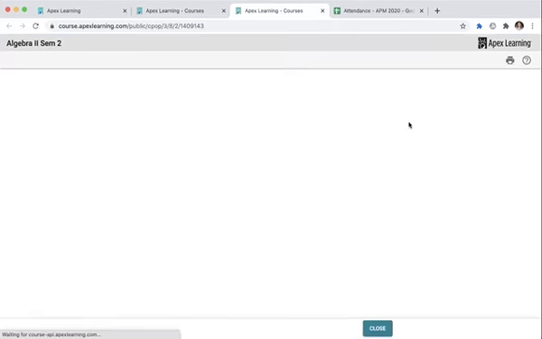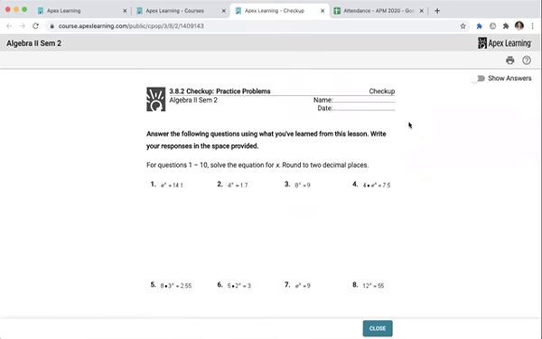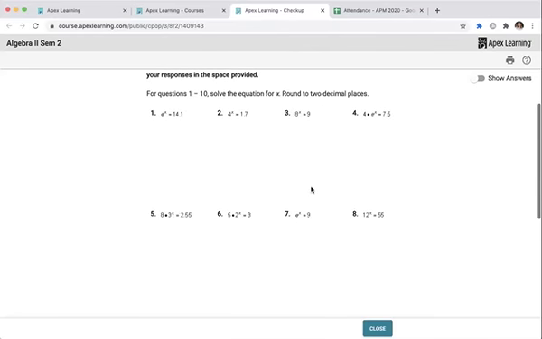All right, so looking at our checkup here. It is a lot of problems, so again, really work through all of them, trying to isolate that exponent on one side, using your log functions on both sides, and then simplifying in whatever way is possible for you. And they are really specific with this, so make sure you're reading your instructions. Round your answers to 2 decimal places. That's going to be super important here.